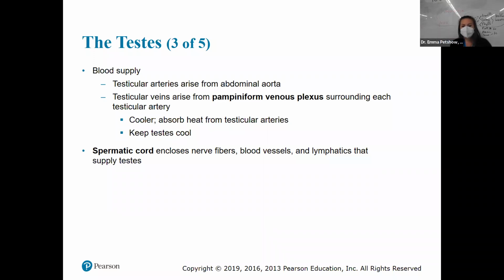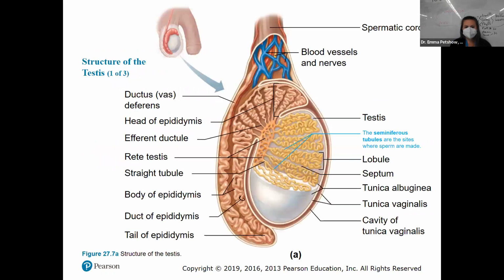And then we also have the spermatic cord, which encloses our nerve fibers, blood vessels, and lymphatics. So we can see this here. This is our spermatic cord, our different blood vessels and nerves. And then this is that process that we're talking about previously. So our ductus, our vas deferens.